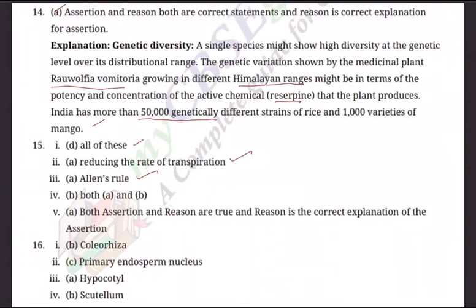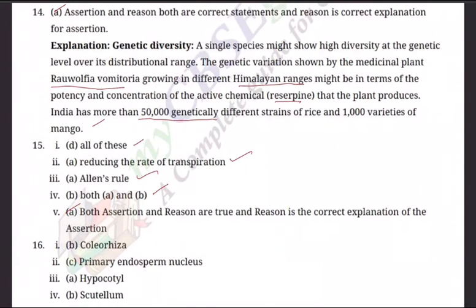And the fourth, in the absence of an external source of water, the kangaroo rat in North American deserts is capable of meeting all its water requirements through. The answer is B, both. That is A as well as B. The kangaroo rat through internal fat oxidation, second through concentrating its urine. So both A and B are correct.